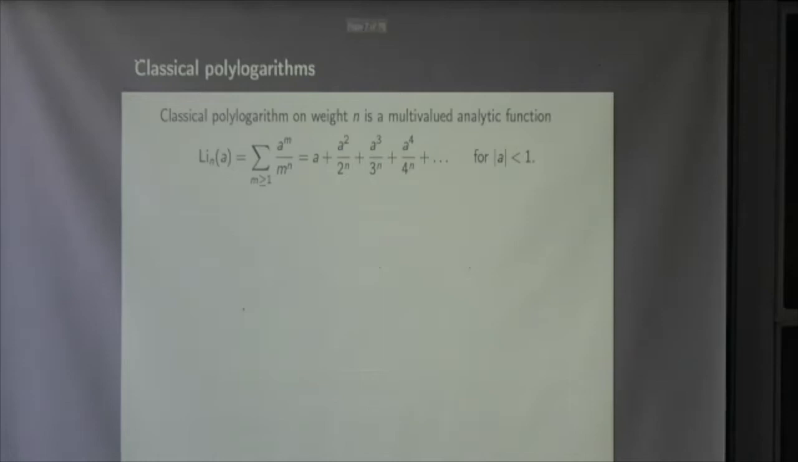The function which we will first look at, this new function which we need, is called the classical polylogarithm. It is given by this convergent power series inside the unit disk, but it can be analytically extended to the whole plane, and it has a monodromy which is unipotent. And the classical polylogarithm is, of course, an extension of the usual logarithm for n equal to 1. This number n is called the weight. It is very important, and I will return to it later.